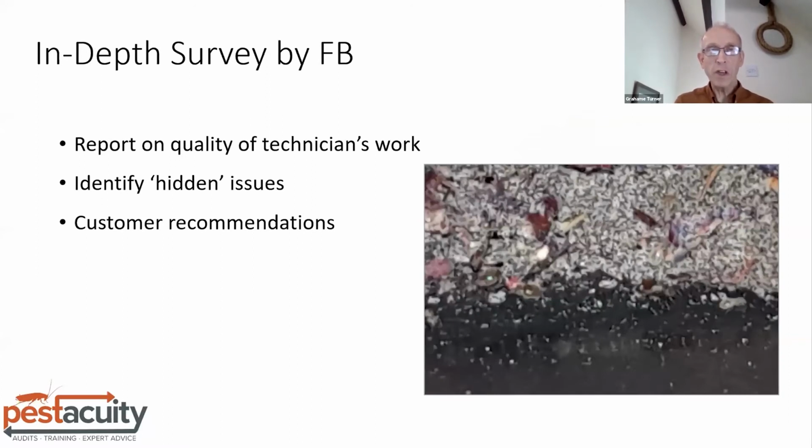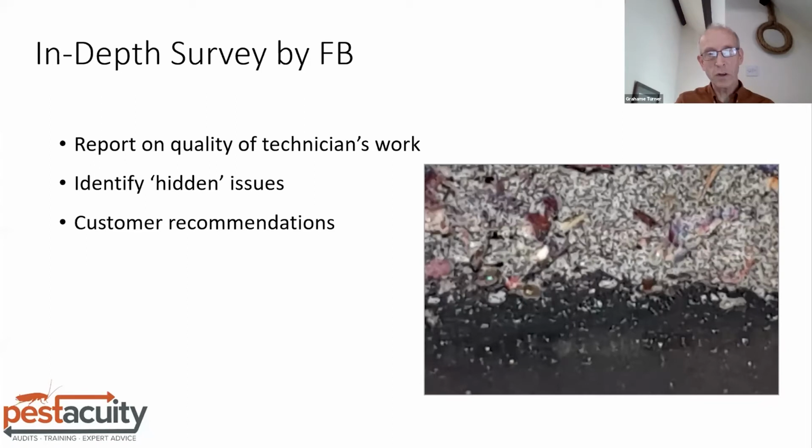There needs to be an in-depth survey by the field biologist. The minimum tends to be 1 per annum, but it might be that there are more required depending on the pest risk assessment. This is a report on the quality of the technician's work, and it identifies hidden issues. So there are some parts of the site that the technician might not get to on a regular basis. Ideally, the field biologist visit will be carried out when machines are shut down, so he can have a feel around inside machines and look around in hidden crevices while the machines are stopped to see if there's anything hidden.